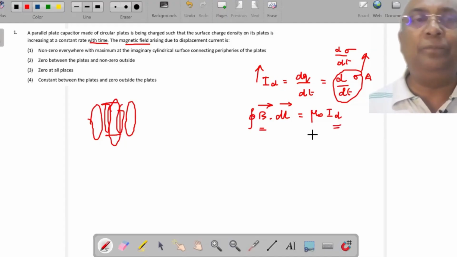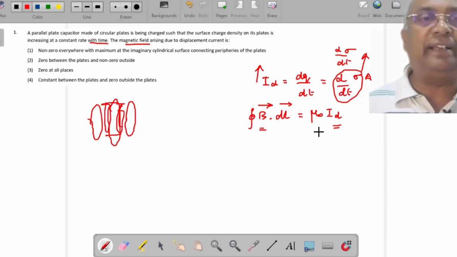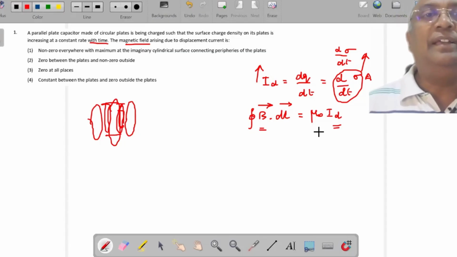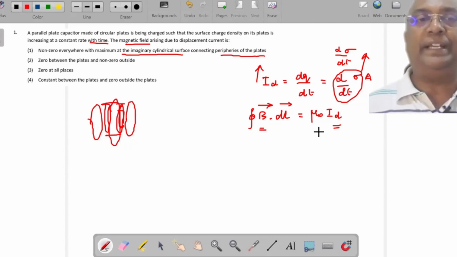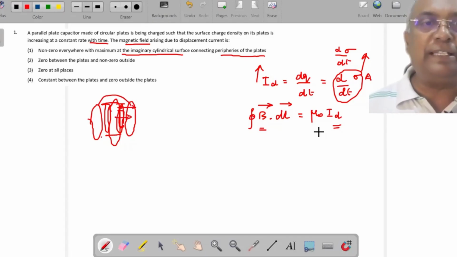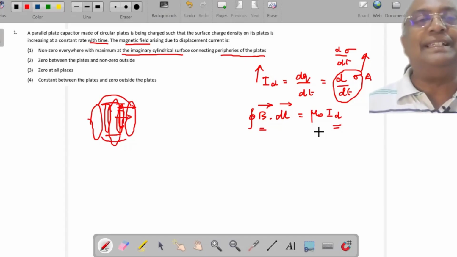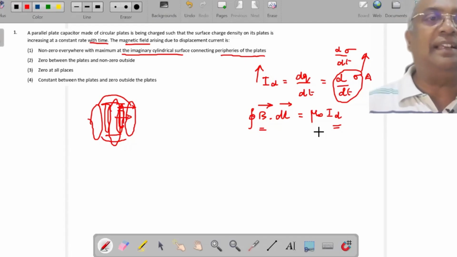So it is maximum over this cylindrical Gaussian region. So the answer is that the magnetic field due to displacement current is non-zero everywhere, with maximum at the imaginary cylinder surface connecting the peripheries of the plates. This is a cylindrical surface where the magnetic field is concentrated. Other than that, a magnetic field is also possible elsewhere, but that won't be considered. It is maximum in the cylindrical Gaussian region. So the answer is 1.